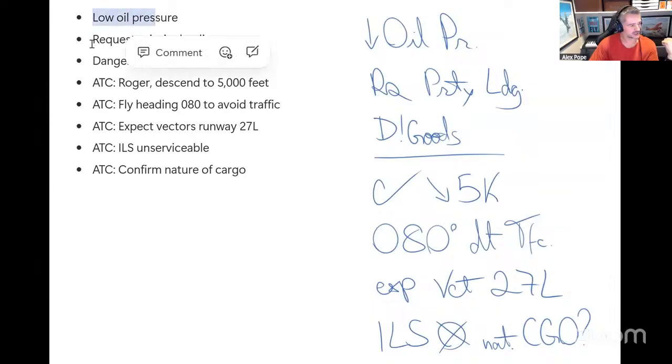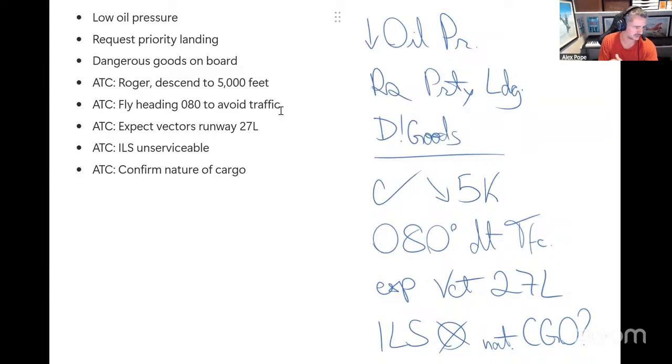So low oil pressure, they requested priority landing, dangerous goods on board. Then the ATC said, Roger, descend 5,000 to 5,000 feet, fly heading 080 to avoid traffic, expect vectors to runway 27 left. ILS is unserviceable, confirm nature of cargo.